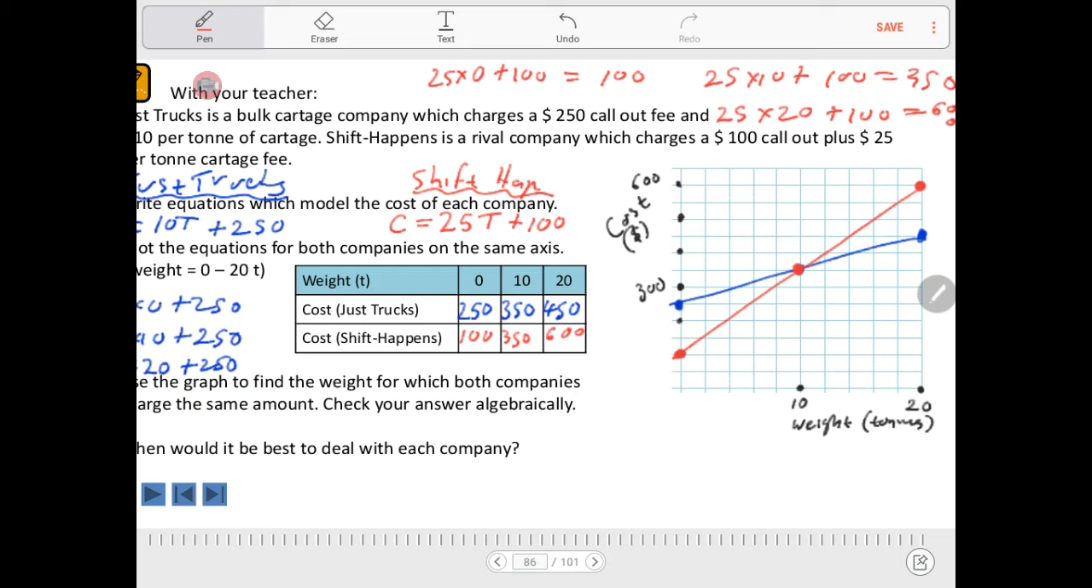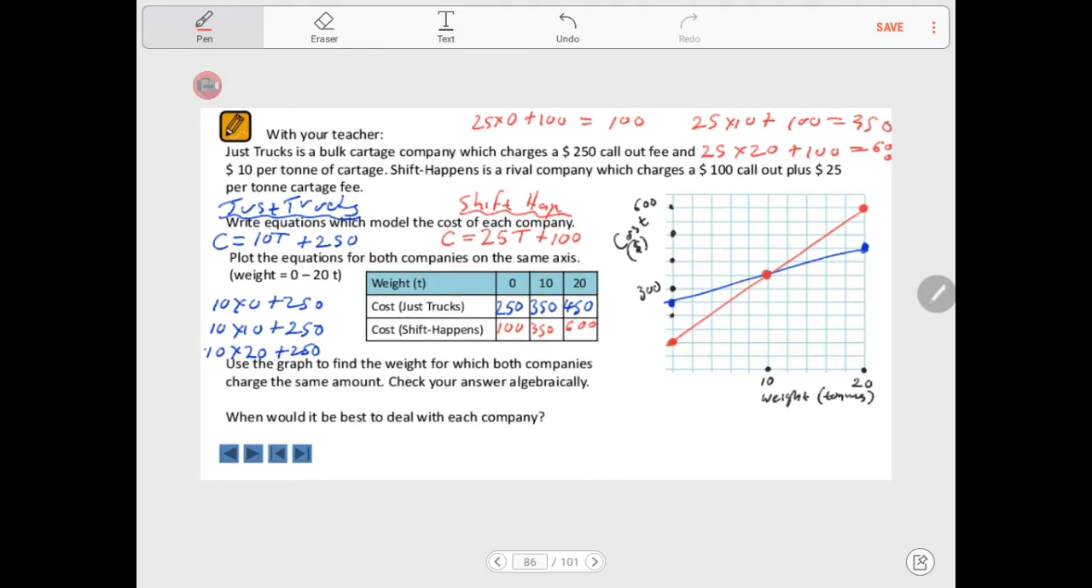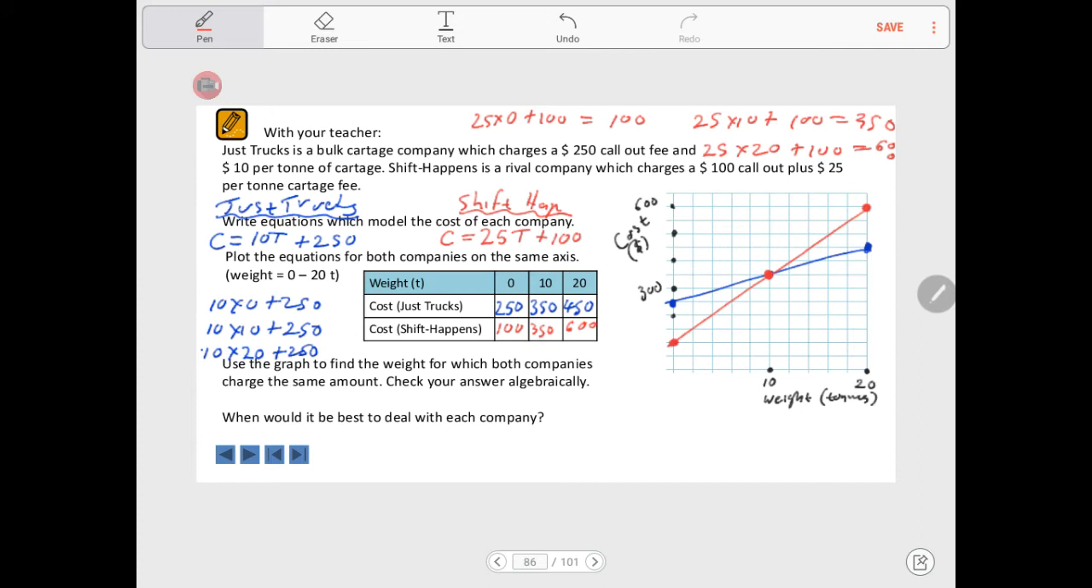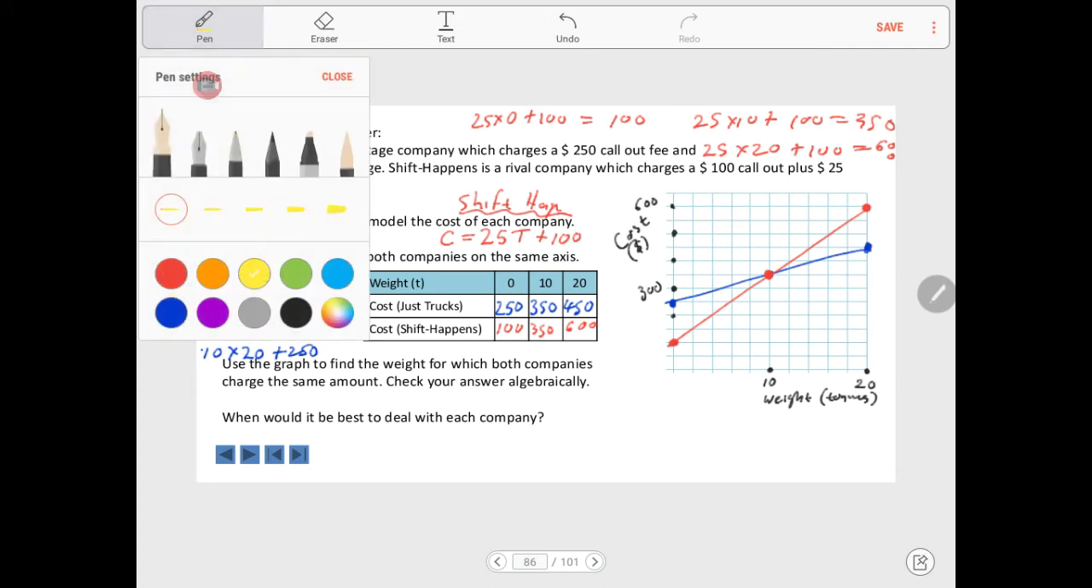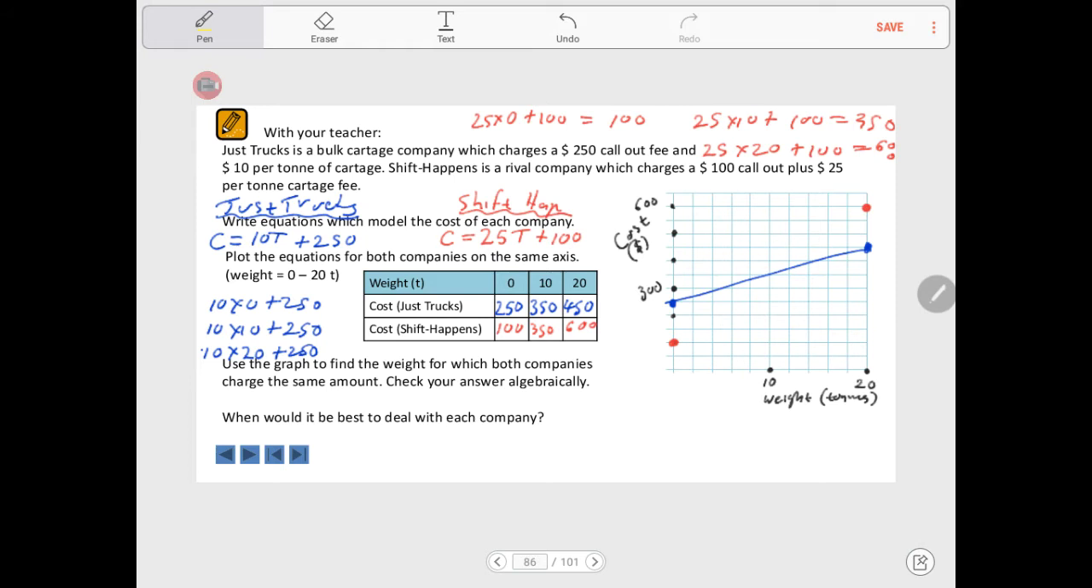Okay, so use the graph to find the weight for which both companies charge the same amount. Well, we can see that it's right here, and that's 10 and 350. Okay, so for a weight of 10 tons, both companies charge the same amount.